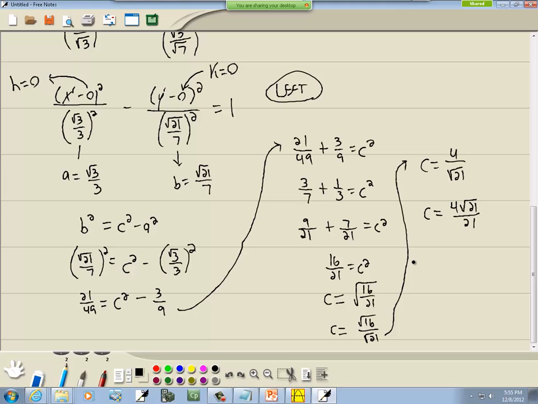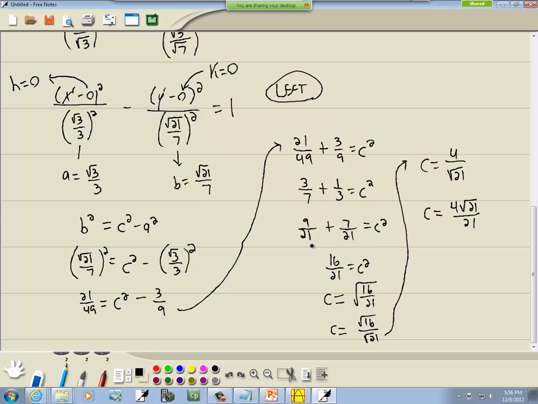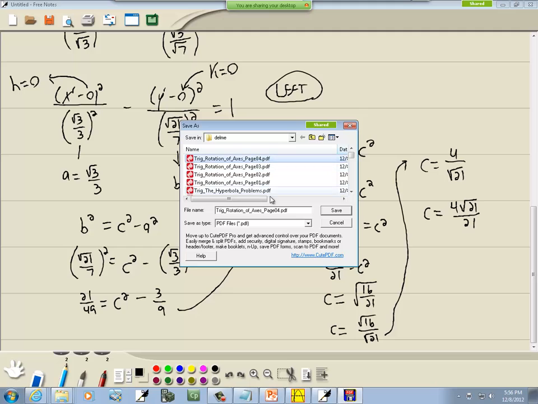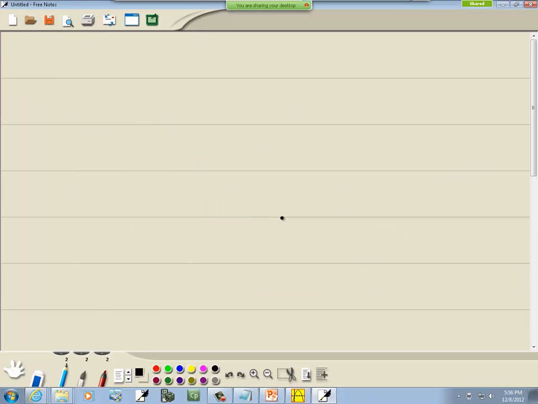Let's see, H is 0, K is 0, A is square root of 3 over 3, B is square root of 21 over 7, and C is 4 square root of 21 over 21. Assuming I didn't screw up somewhere. And let me save this. This is 5 continued. The never-ending problems. There it is.